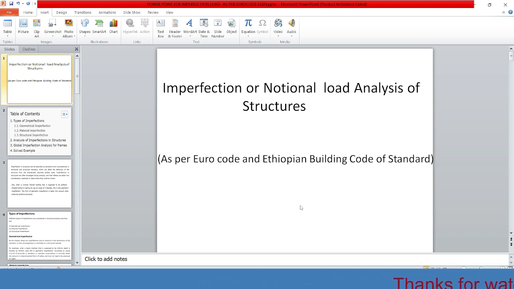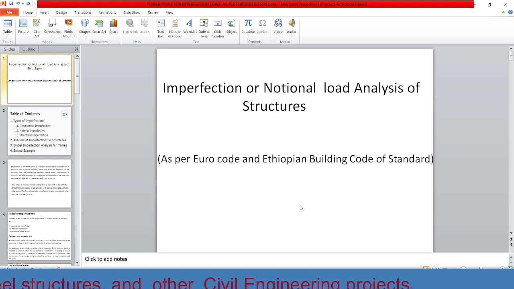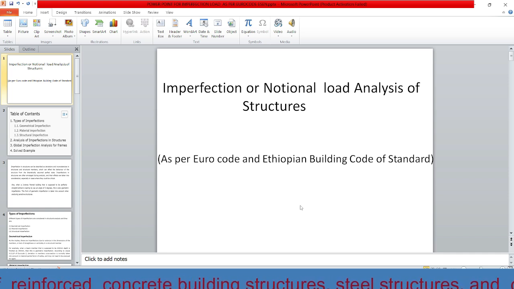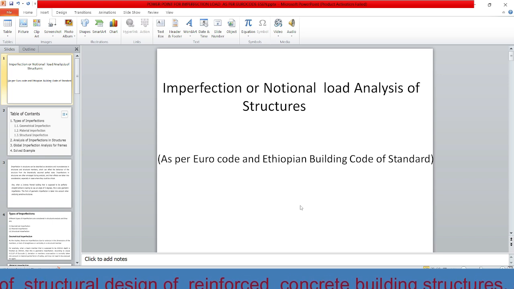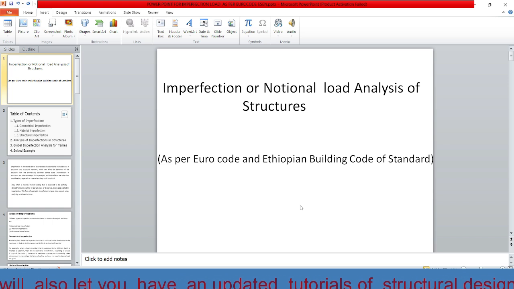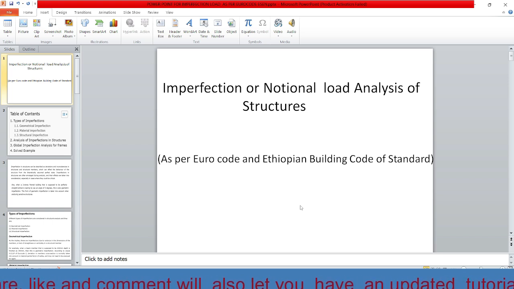So now let's proceed to tutorial part 22, which will be focusing on the detailed exemplified works of the imperfection or notional load analysis of the structure as per the Eurocode and Ethiopian Building Code of Standard.